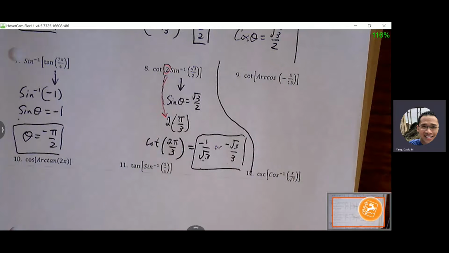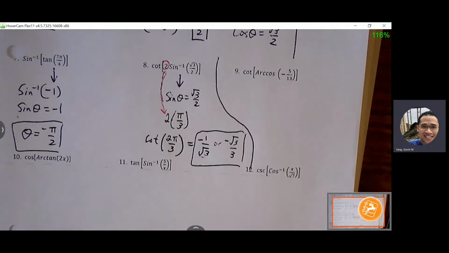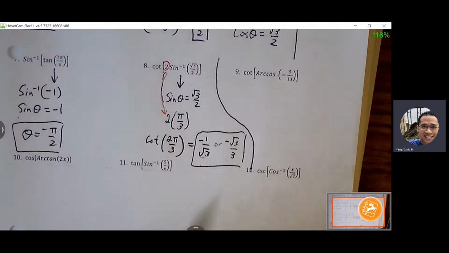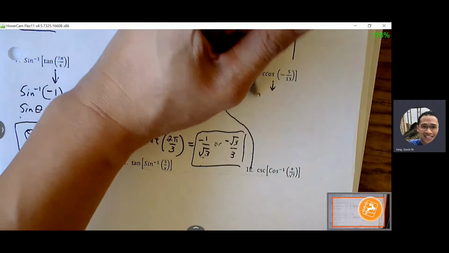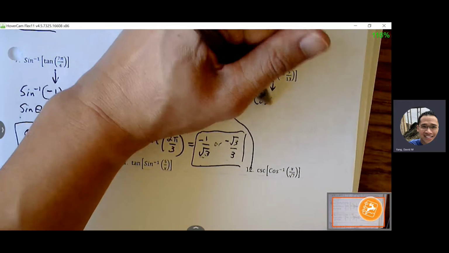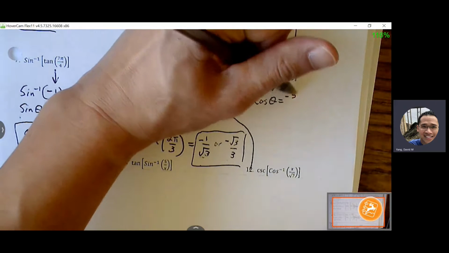Okay, so now we're moving to problems where we're going to create a triangle so that we can have something to work with. These are not going to be special angles that we can find on the unit circle, but we're going to rely on Pythagorean theorem and drawing our triangles. So we want to figure out a scenario where cosine of theta is equal to negative 5 over 13.